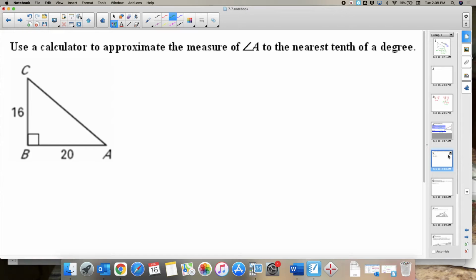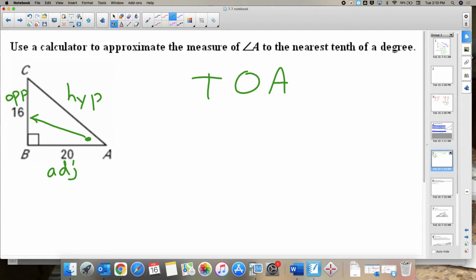In our next example, it says use a calculator to approximate the measure of angle A to the nearest tenth of a degree. So here's angle A. This is opposite, this is our hypotenuse, and this is the adjacent leg. If I'm working with angle A and I want to use opposite and adjacent, that is my O and the A, so I need to do TOA. That is our tangent value.